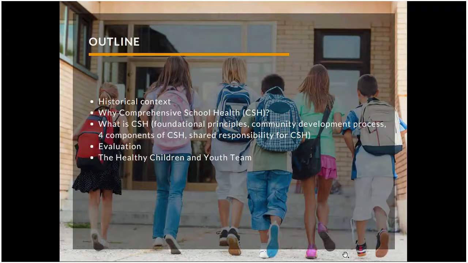By the end of this presentation, you will have an understanding of the makeup of the Healthy Children and Youth team, where the comprehensive school health approach stems from, and how it is applied within Alberta Health Services. You will be able to identify key elements of the AHS framework for the comprehensive school health approach and describe how this approach can be used to improve student health. You will have an understanding of the importance of evaluation and some key elements for planning successful evaluations. Let's get started.